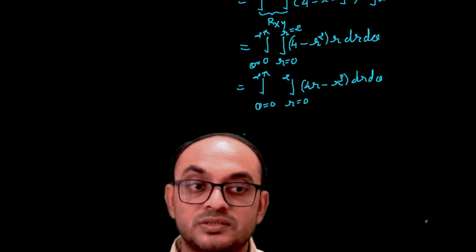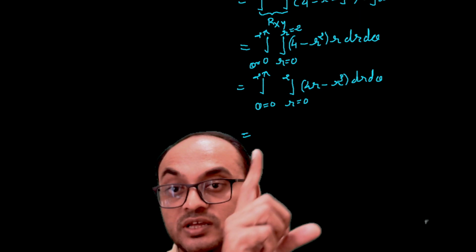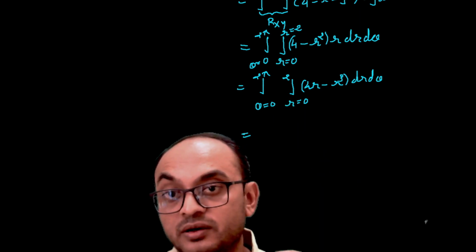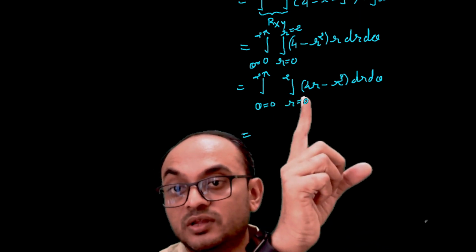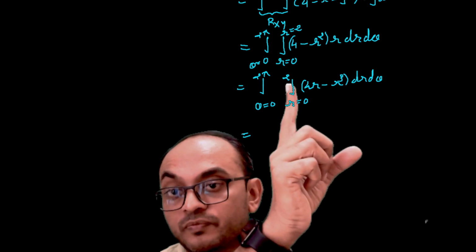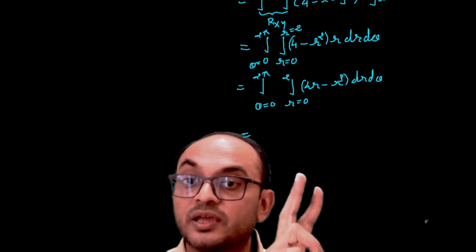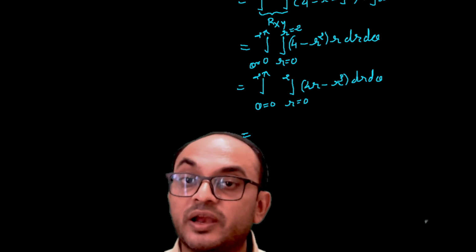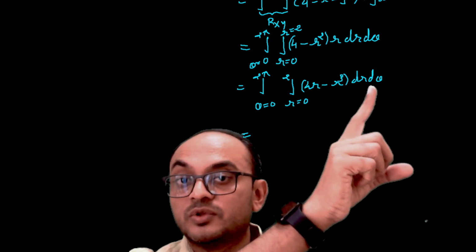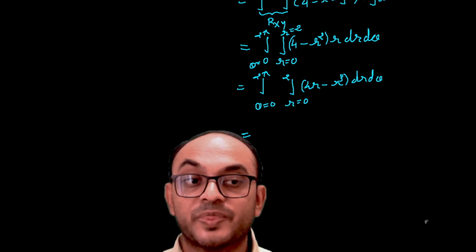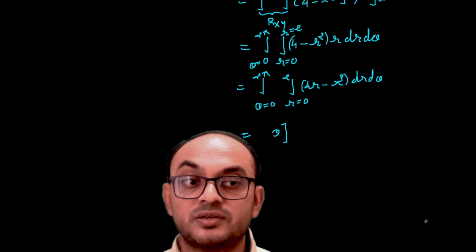And so this is equal to, now see here r and theta are independent, right, because the limits on r, 0 to 2, don't contain theta, so I can integrate independently. So the integration of the quantity with respect to theta is theta, with the limit theta equal to 0 to 2 pi.